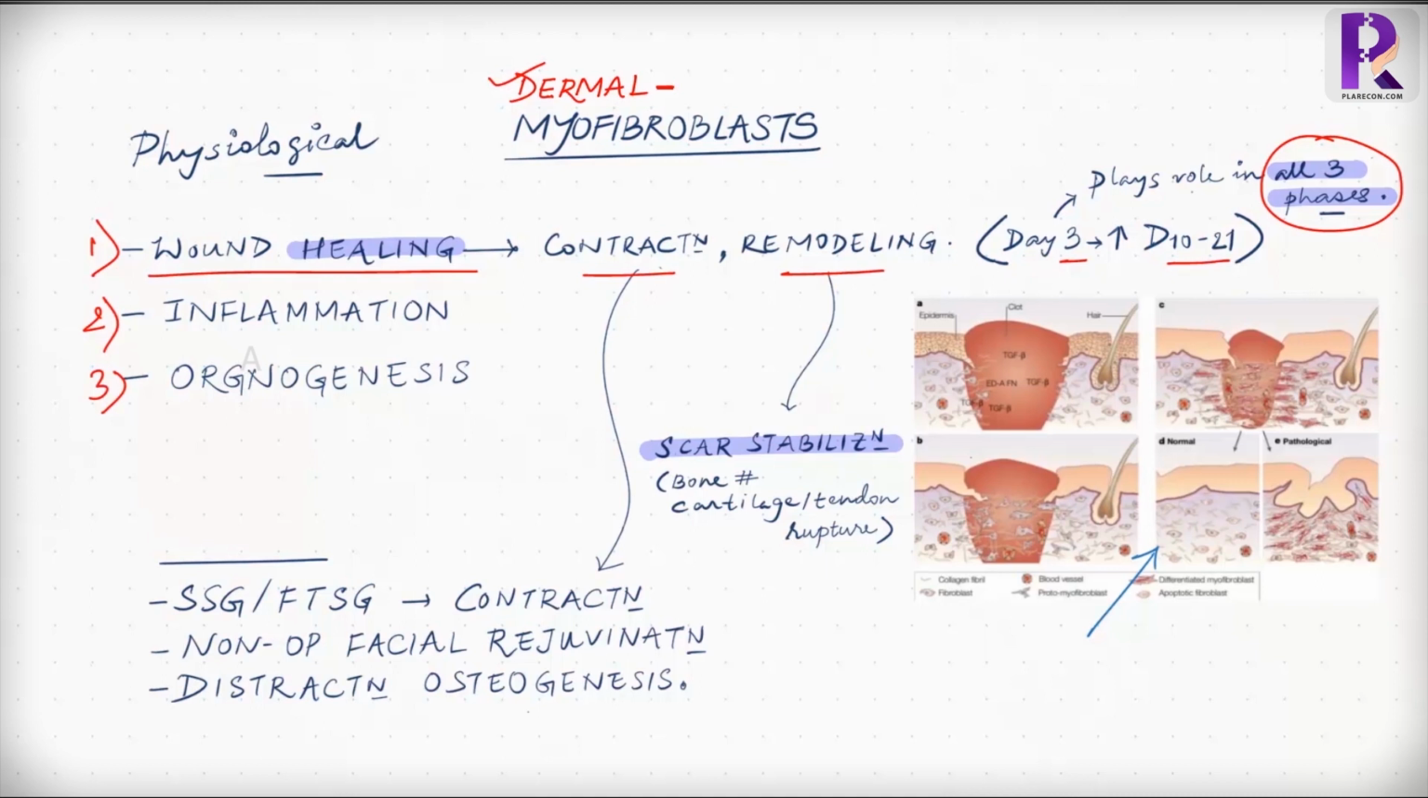Now by healing, it's not just skin wounds, but also the healing of bone, cartilage, and tendon, where it helps in the formation of stable scar or callus. Some examples in plastic surgery where myofibroblast plays a role: the secondary contraction in split or full thickness skin graft, twice lesser for full thickness. Please follow the links below for more details. Non-operative forms of facial rejuvenation where skin tightening is obtained using laser or chemical peel or dermabrasion, etc.